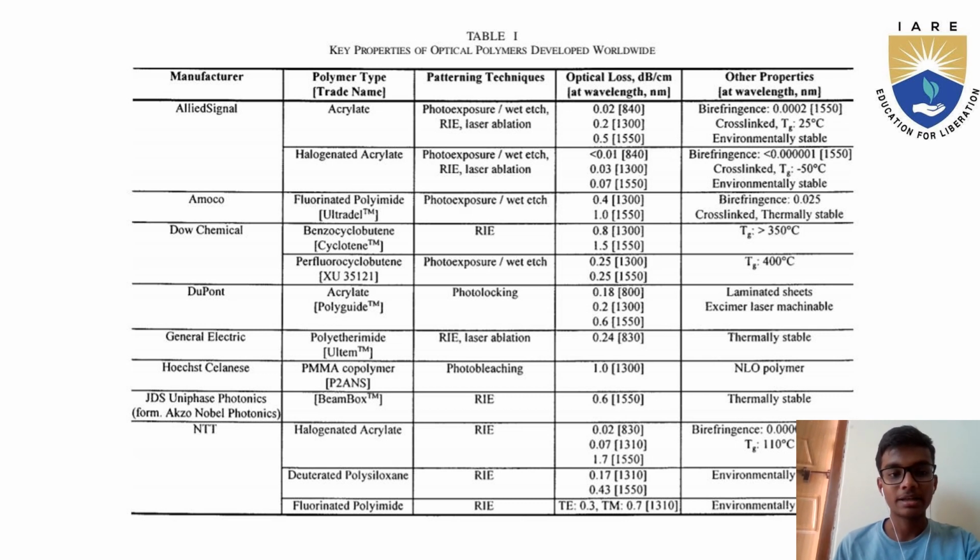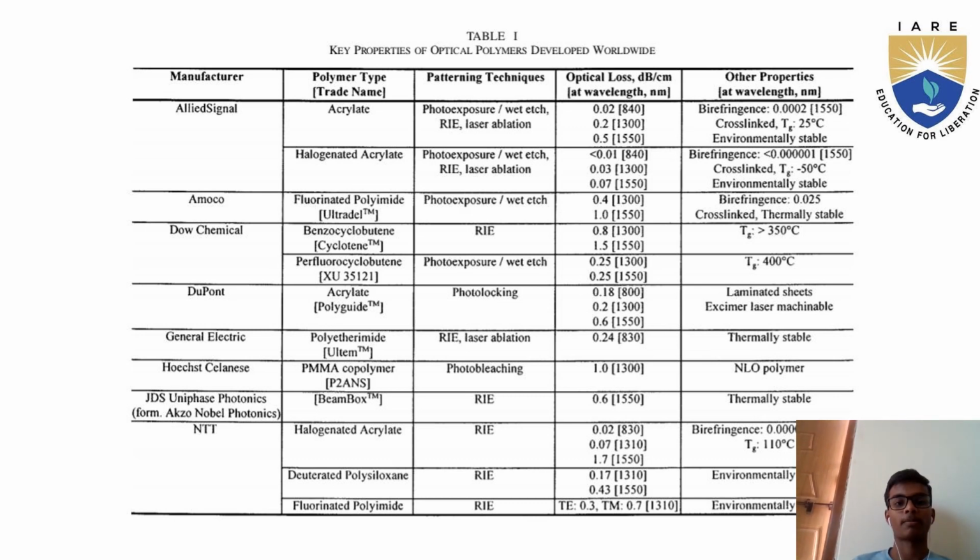Allied Signal mainly manufactures acrylate and halogenated acrylate. Halogenated acrylate is mainly manufactured by photoexposure, wet RIE and laser ablation. Non-halogenated acrylate is also manufactured in the same manner. Amoco mainly manufactures fluorinated polyimide, with photoexposure and wet etch. Make a note of this table.